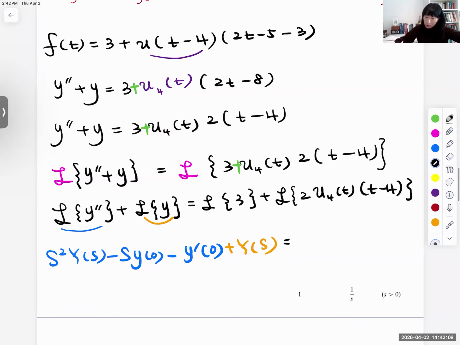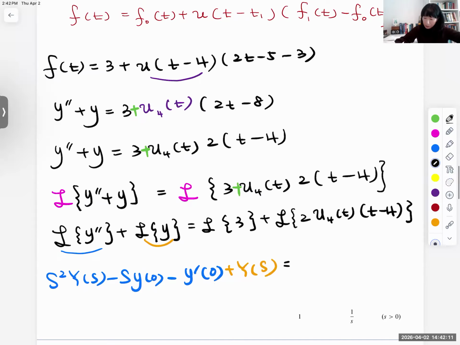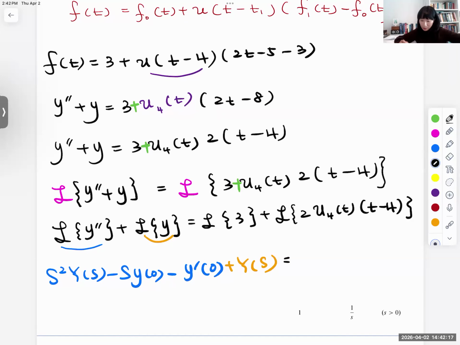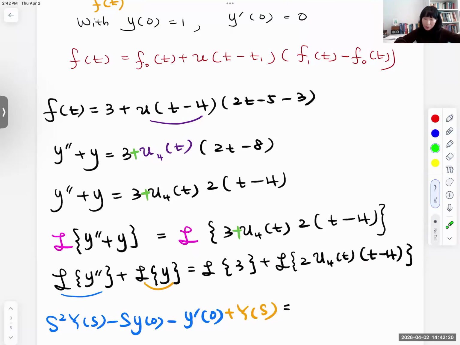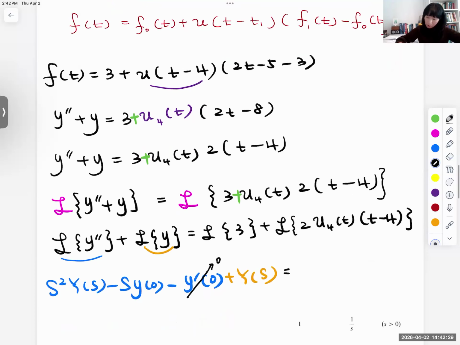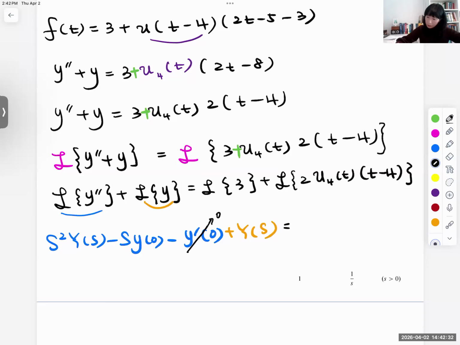Okay, so let's make a pause. Initial y of 0 equal to 1, y prime of 0 equal to 0, right? So this will be 0, and this is 1. So s squared y over s minus s times 1 plus y over s. That is the left side.